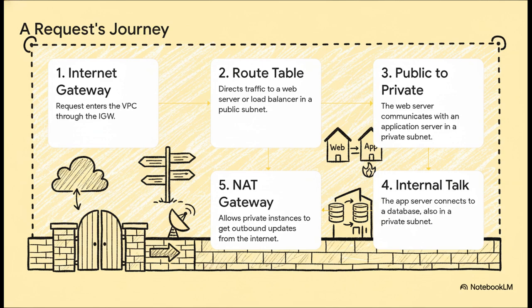Then, the web server's personal bodyguard, its security group, inspects the request and says, "Yep, you're good," and lets it in. The server then needs data, so it turns around and communicates with our database, which is tucked away safely in the private subnet. And finally, if that database ever needs to download a security patch, it uses that special one-way NAT gateway to get out without ever being exposed to inbound traffic. See? Every single component we talked about playing its part perfectly.